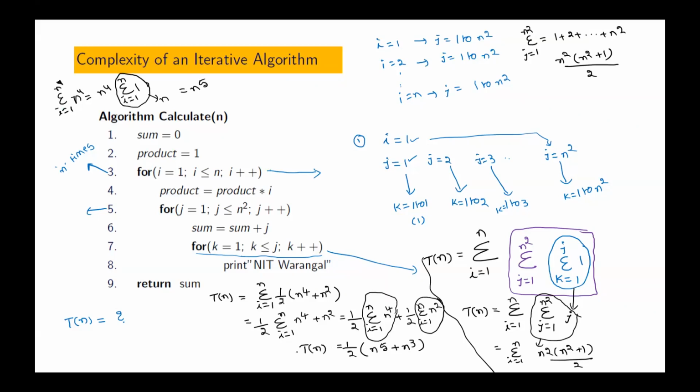What is the order of growth of T of n? N power 5. So therefore, can we write T of n as theta of n power 5? T of n is theta of n power 5. This is correct. Why? Because its order of growth is n power 5.